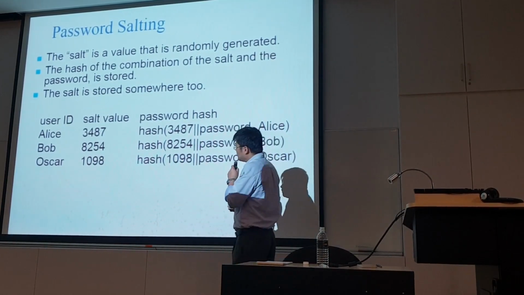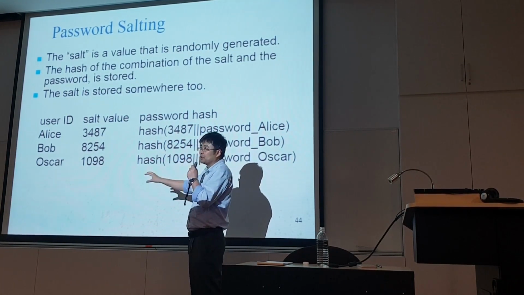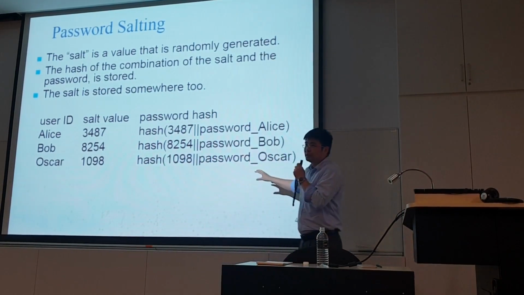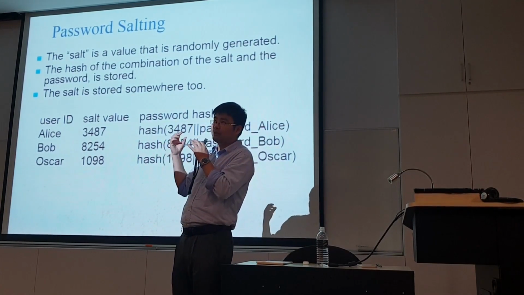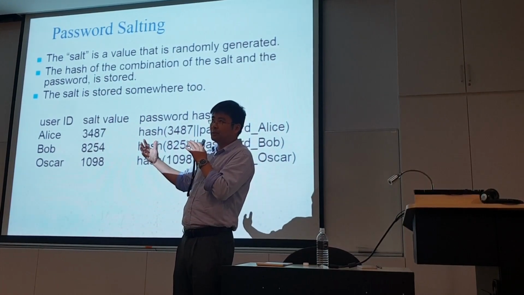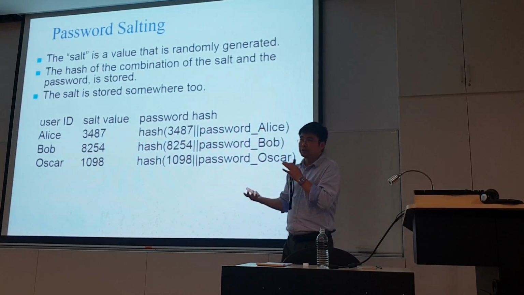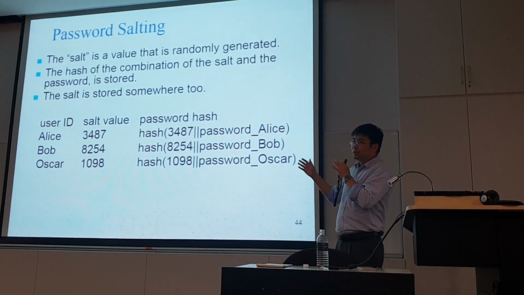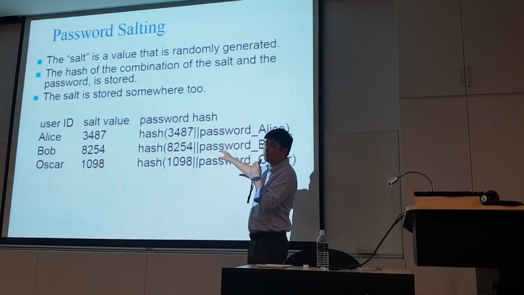The second advantage is that if the same password is chosen by different users, you will have different hash values. If you don't have the salt, and Alice and Bob choose the same password, they will have the same hash value. So if you compromise one of them, you compromise both, because you know from the hash value that they are the same password. But if you use salting, you don't have this problem. If Alice and Bob choose the same password, the hash will still be different.